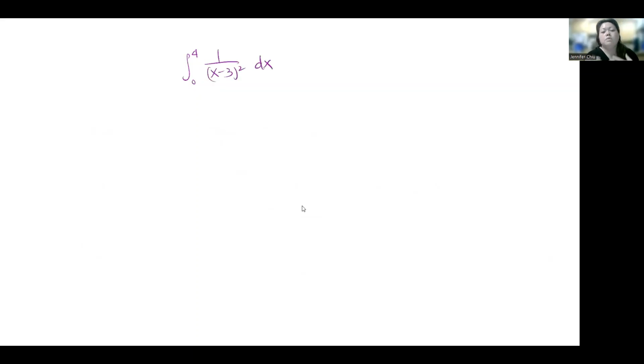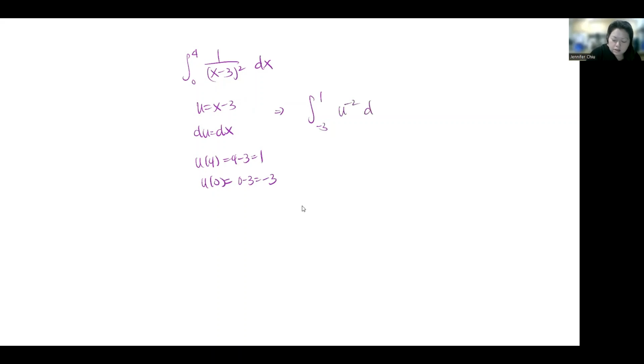When presented with a problem like this, what you would have done is use u-substitution and say, all right, u equals x minus 3, du equals dx. You can change the limits too. u of 4 equals 4 minus 3, that's 1. u of 0 is 0 minus 3, that's negative 3. So negative 3 to 1, u to the negative 2 du.